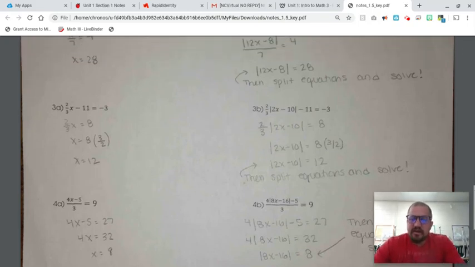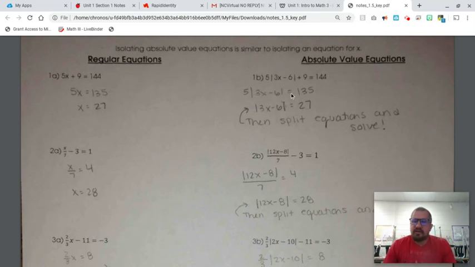Now we want to transfer that to an absolute value equation. To set up an absolute value equation, it's very similar to what we were talking about. You see the absolute value bars here. You would look outside of the absolute value bars and subtract 9. That gives us 5 times the absolute value of 3x minus 6 equals 135. And then, just like in a regular equation, we would divide by 5.